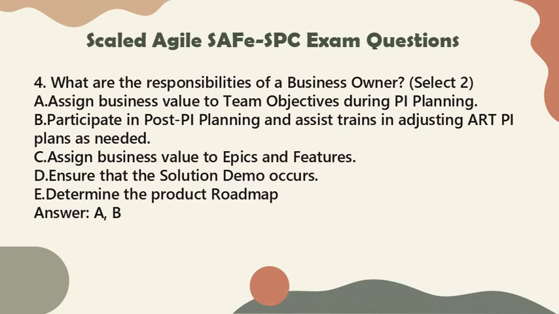4. What are the responsibilities of a business owner? Select 2. A. Assign business value to team objectives during PI planning. B. Participate in post-PI planning and assist trains in adjusting ART PI plans as needed. C. Assign business value to epics and features.